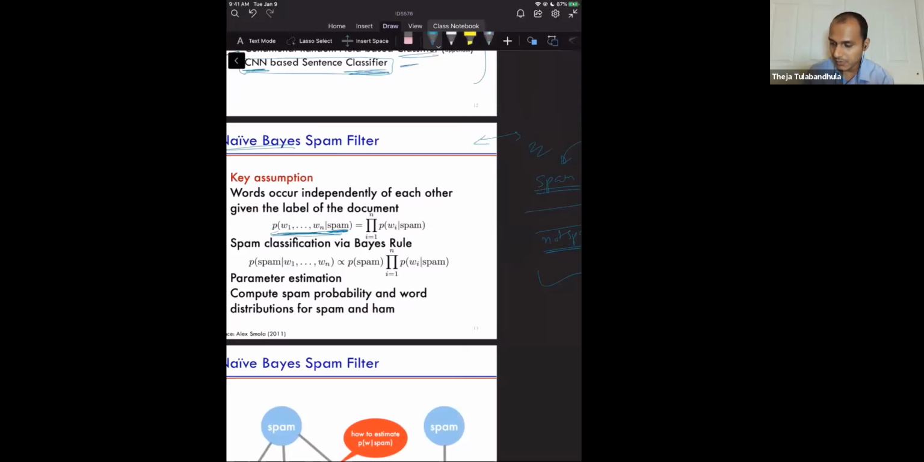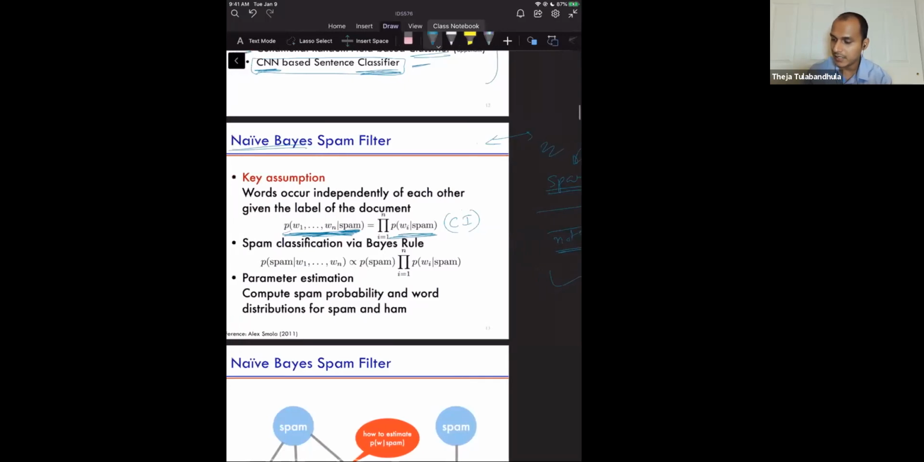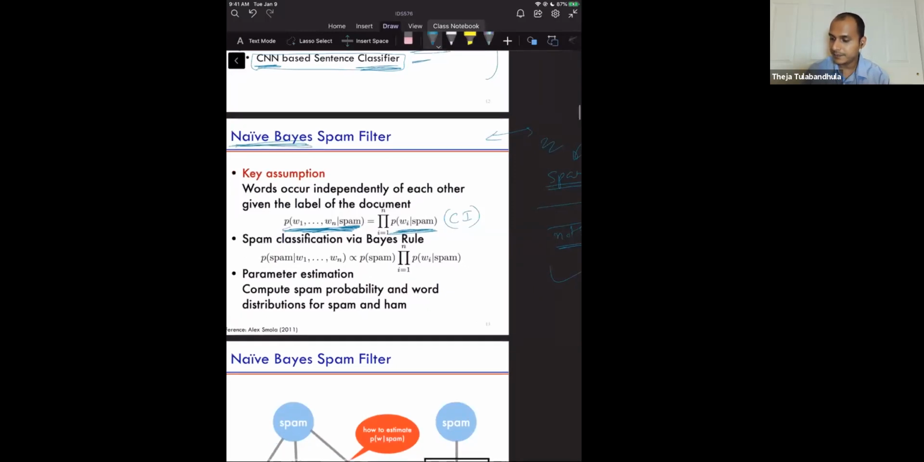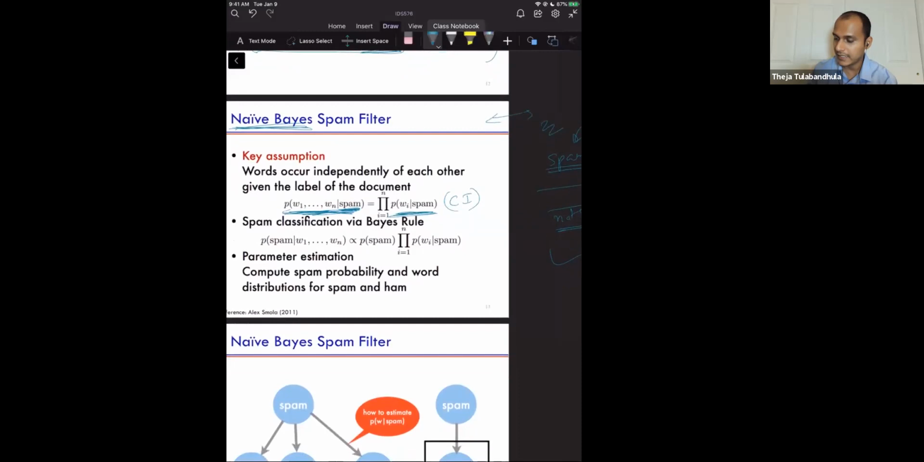And naive Bayes is going to assume that this conditional probability is actually equal to a product of a bunch of conditional probabilities. So it's going to assume conditional independence. The words are conditionally independent given the label spam. This is the key assumption, and I guess that's what gives it its name, naive Bayes. So it'll start with this slightly different question, and assuming this, it can find the probability of spam given any sequence of words. So what are these W1 to Wn?